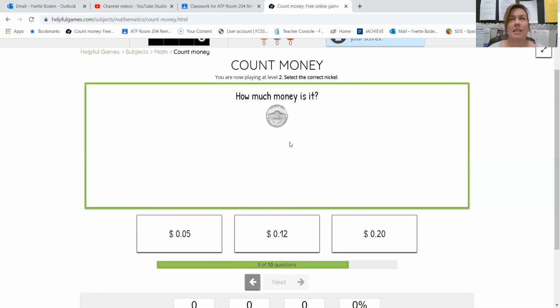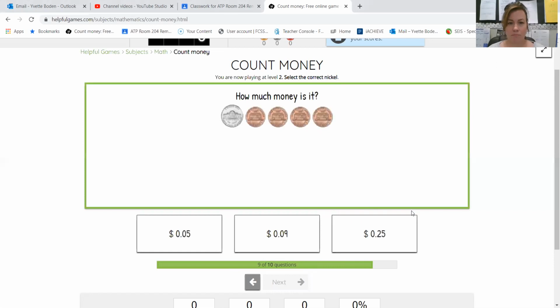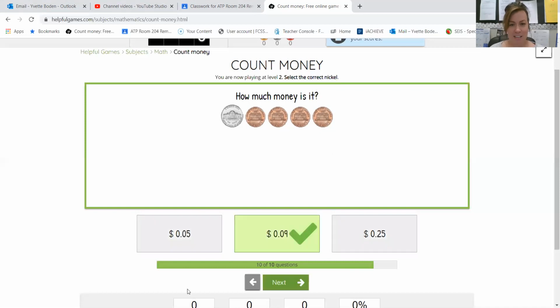1 nickel, easy. I don't even need the calculator, do I? Because we know that a nickel is worth 5 cents. Bam. All right, here we only have to count by fives just to 5, but then we count by ones. So 5, now by ones, 6, 7, 8, 9. 5, 6, 7, 8, 9. There it is right there.